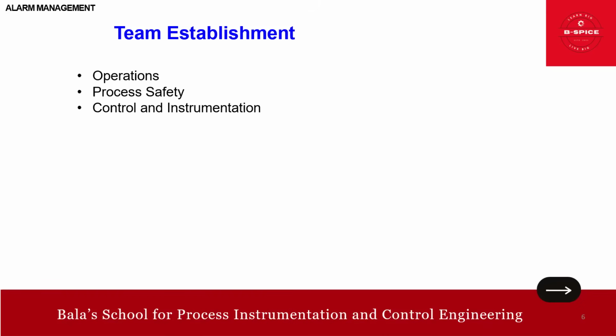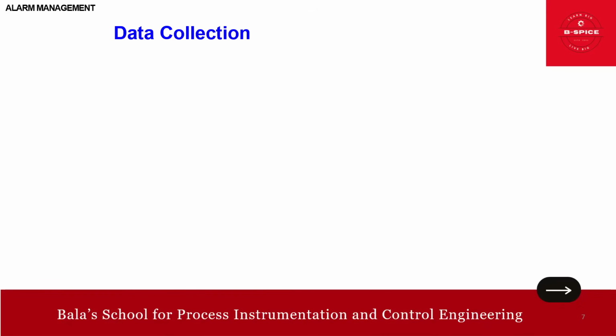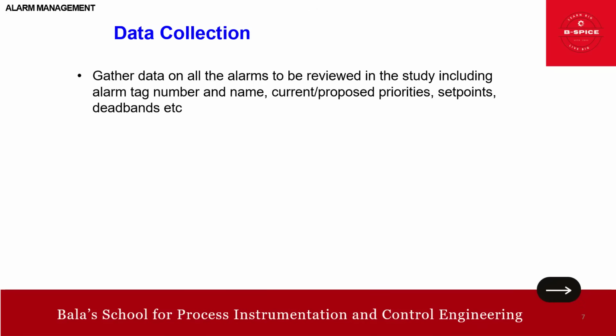Now we go to the data collection. Gather data on all the alarms to be reviewed in the study, including the tag number, the name, the proposed priorities, set points, dead bands. All these we have already covered. We need to collect the data. For existing systems, historical alarm data, including the trends, occurrences, and response times should be compiled. So these are the data part.